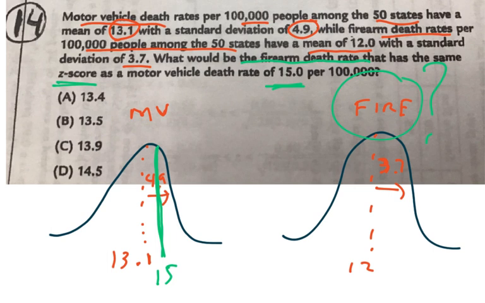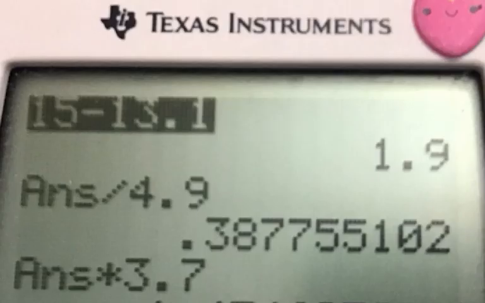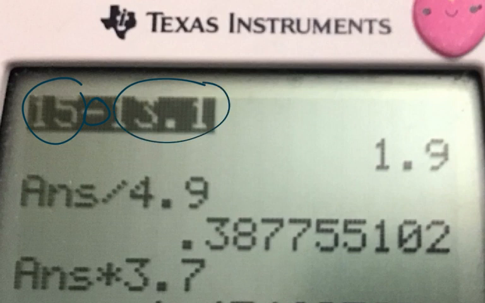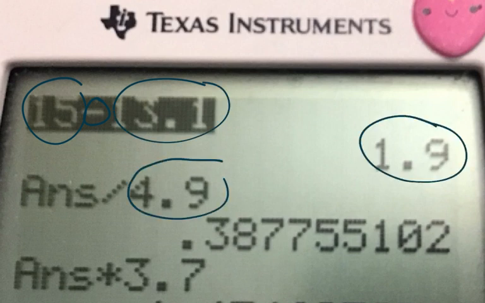Remember, guys, it's almost like doing a test statistic. We take what we want or given, like in our sample, in this case we want 15. We compare it to our mean, in this case 13.1, and we divide by the standard deviation. So this is going to give me my z-score. And we want the same z-score over here. So first things first, 15 minus 13.1 is 1.9. We divide by our standard deviation, 0.38775, right?